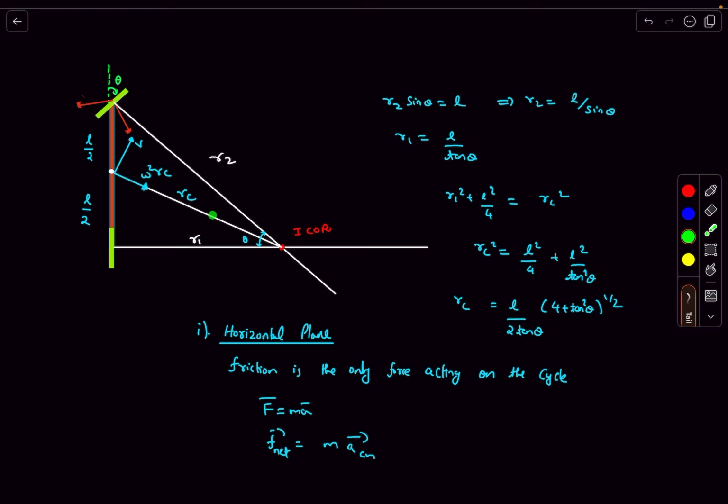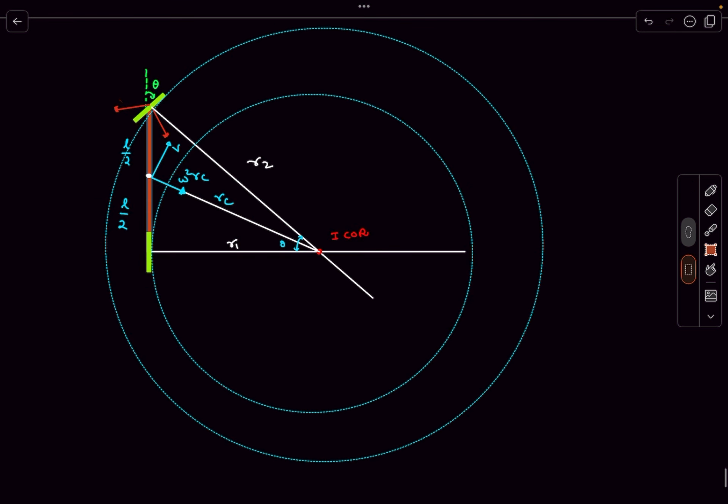Now here omega is the omega of circular motion. Basically, these are the two circles that I just drew. The first circle is of radius r1 and the second circle is of radius r2. So the front tire moves on the outer circle and the back tire moves on the inner circle. The center of mass moves on an intermediate circle of radius rc.